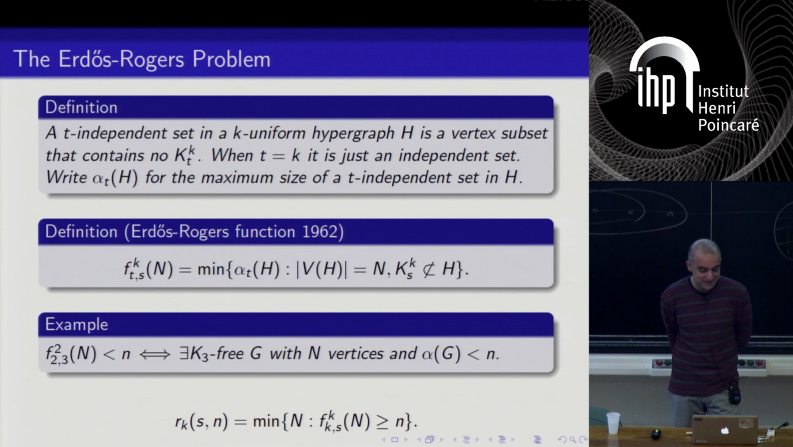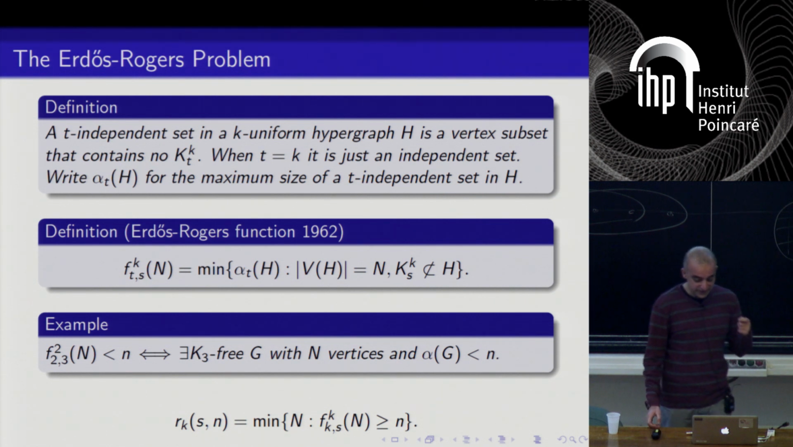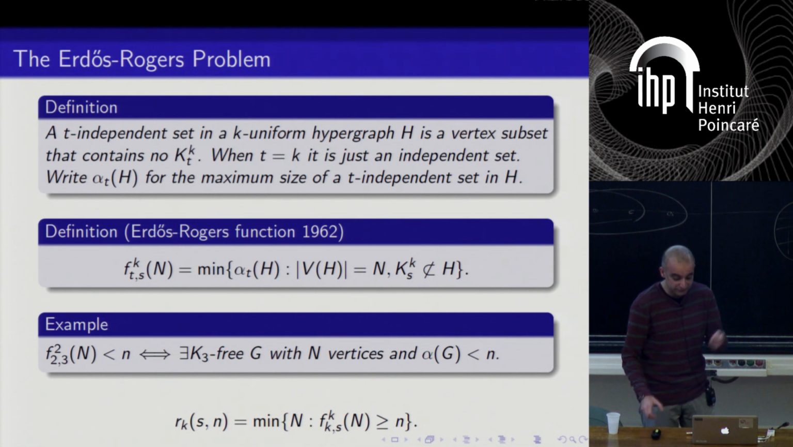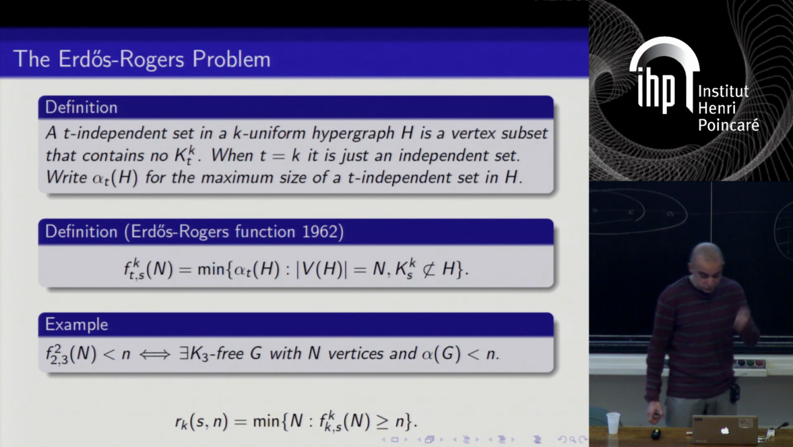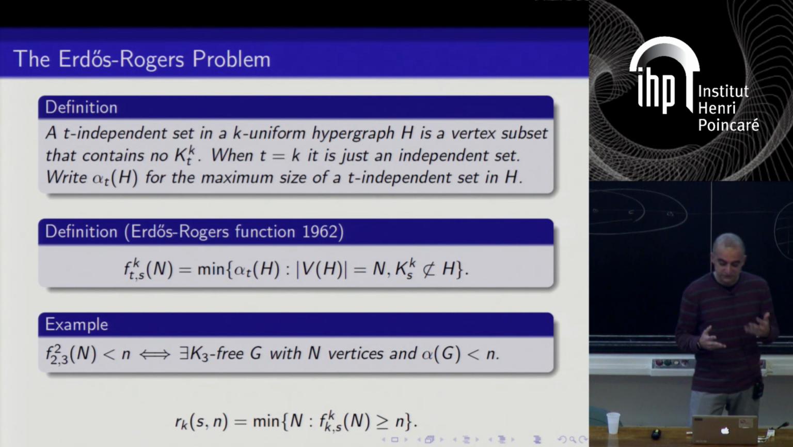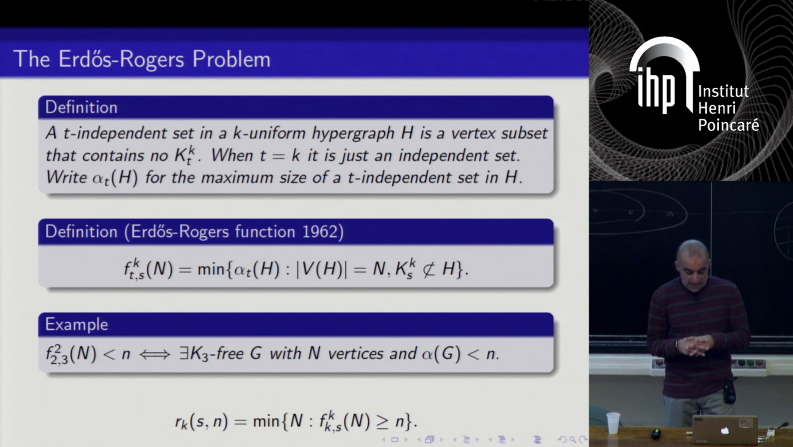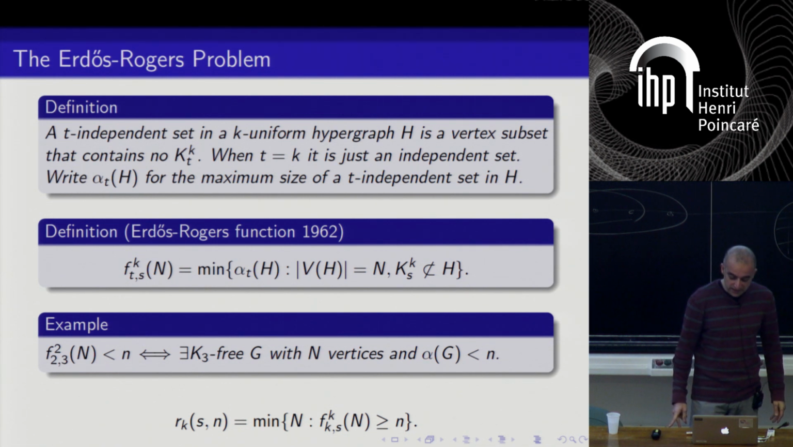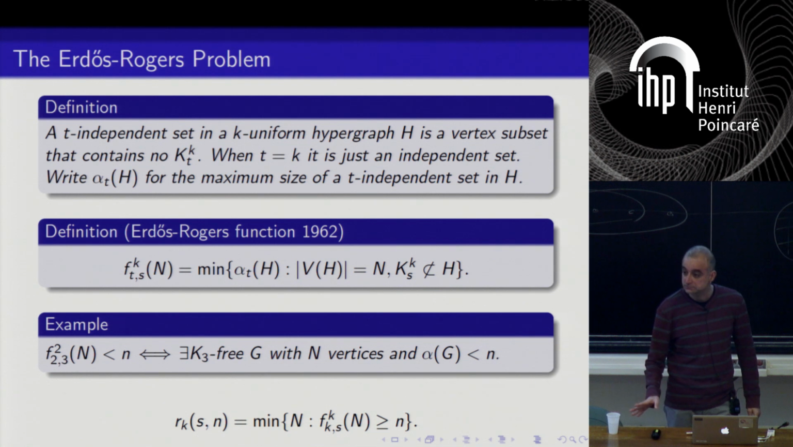So the assertion that f_{2,2,3}(n) is less than little n is the assertion that there is a triangle-free graph. So the 3 means a graph without triangles. The 2 on the top means we're speaking about graphs. And the 2 on the bottom means we're speaking about the regular independence number. So there is a triangle-free graph with n vertices and independence number less than n. And indeed, if t is k, then we get Ramsey numbers. So this is a generalization of Ramsey numbers.